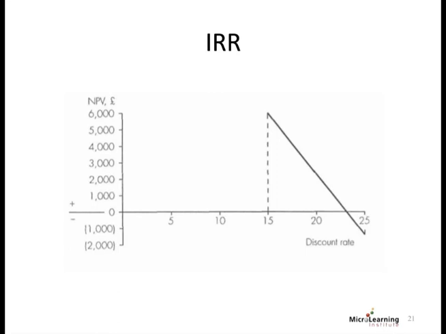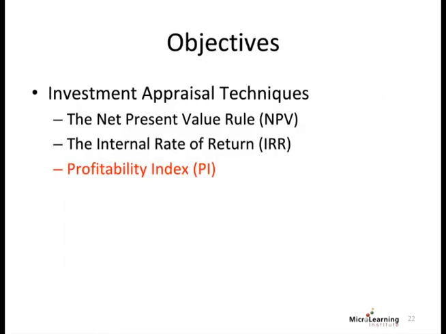At some value of discount, the NPV of the project will equal 0. The discount rate at which the project NPV is 0 is referred to as the IRR, or internal rate of return. The next investment appraisal technique we consider is the Profitability Index.